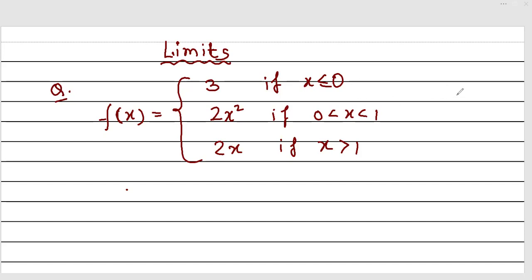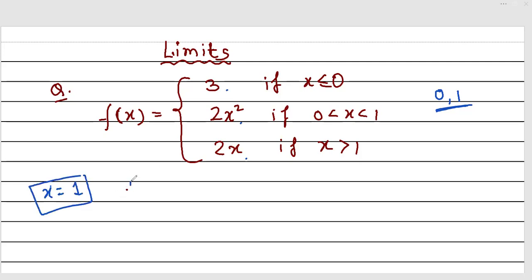Why we have taken 0 and 1 as our examination point? Because 3, 2x square and 2x, they are polynomial functions and they will have limit at all the points within their domain. But since it is a piecewise function, we have to carefully evaluate these functions at the boundary points. So boundary points are 0 and 1. So let us look into x is equal to 1.